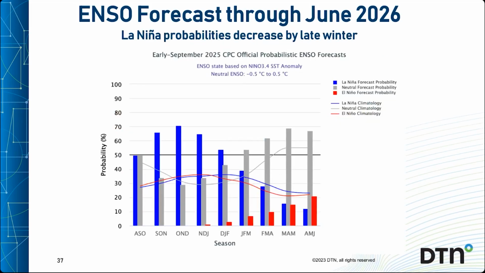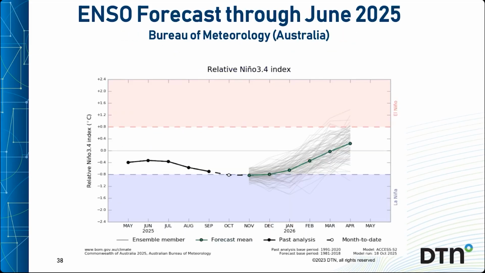Another way of looking at predictions is with this probability graph, which shows La Nina is most probable through to January before neutral conditions become increasingly likely late winter and into the spring. The Bureau of Meteorology in Australia tells the same story regarding La Nina development and weakening, with sea surface temperatures dropping to about minus 0.8 below average in November and December before slowly warming. So confidence in the La Nina is relatively high.